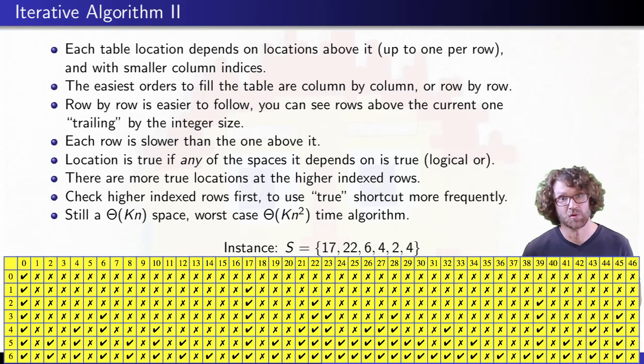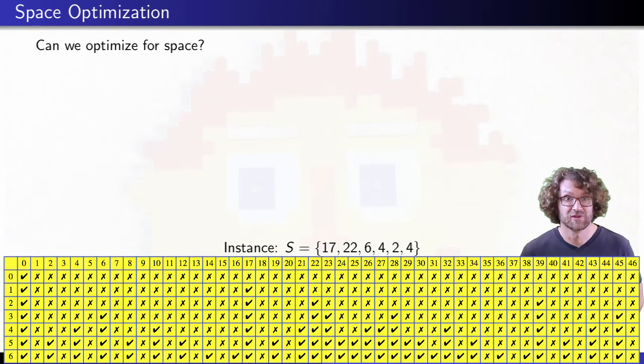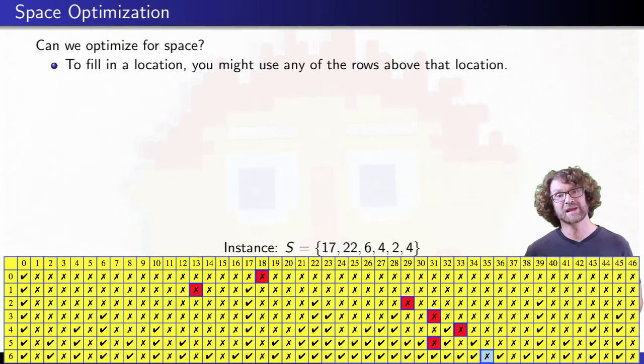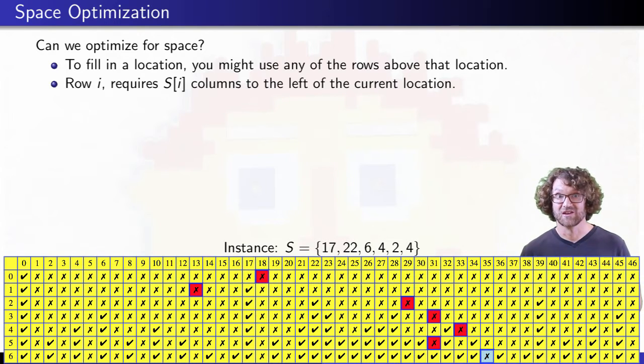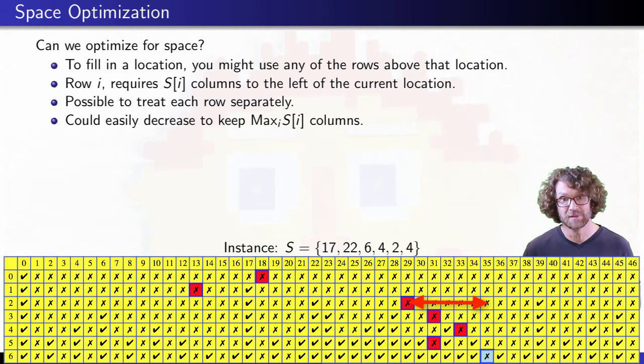Going to our dynamic programming template, can we optimize this for space? To fill a box, you might have to look at one value from each row above it, so it doesn't seem like we can get rid of any of the rows. But maybe we don't need all of the columns. If you're thinking about using an integer 6, you need to check 6 columns to the left, but you wouldn't need to keep anything to the left of that for the row corresponding to integer 6. You could handle that row by row, or if your maximum integer isn't too big, you could easily use that to limit the number of columns you store for all rows.